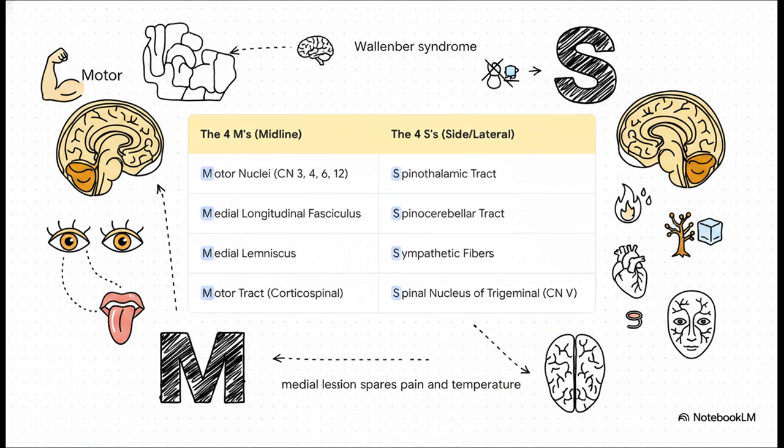Why is this so powerful? Well, it immediately tells you why a lateral lesion like Wallenberg syndrome characteristically spares motor function, and why a medial lesion spares pain and temperature sensation. It's all right there in the rule.